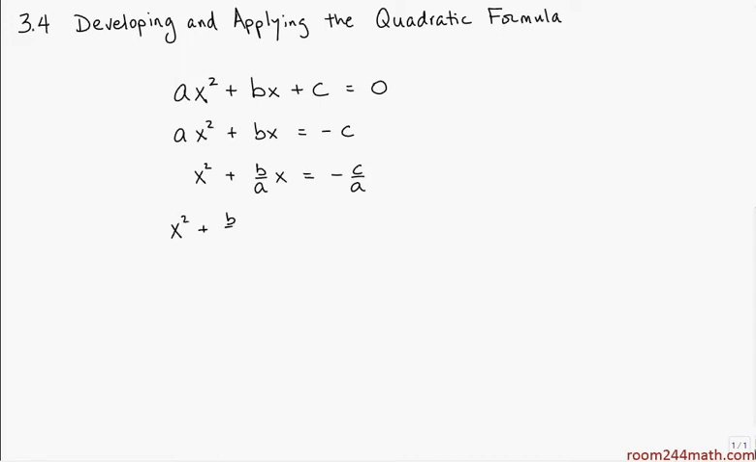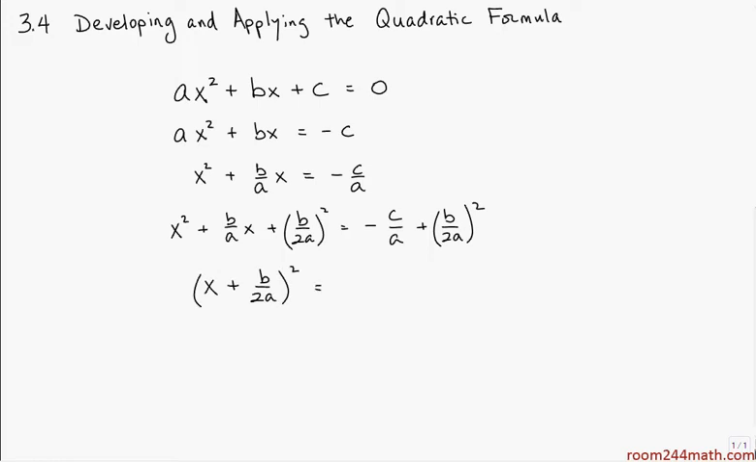So we have x squared plus b over a x plus b over 2a squared. And we can't just add that to the left hand side, so we'll add it to the right hand side as well. So we'll add b over 2a squared to the right hand side. So now we've completed the square. The left hand side is now a perfect square, and the binomial squared that results is simply x plus b over 2a, squared.